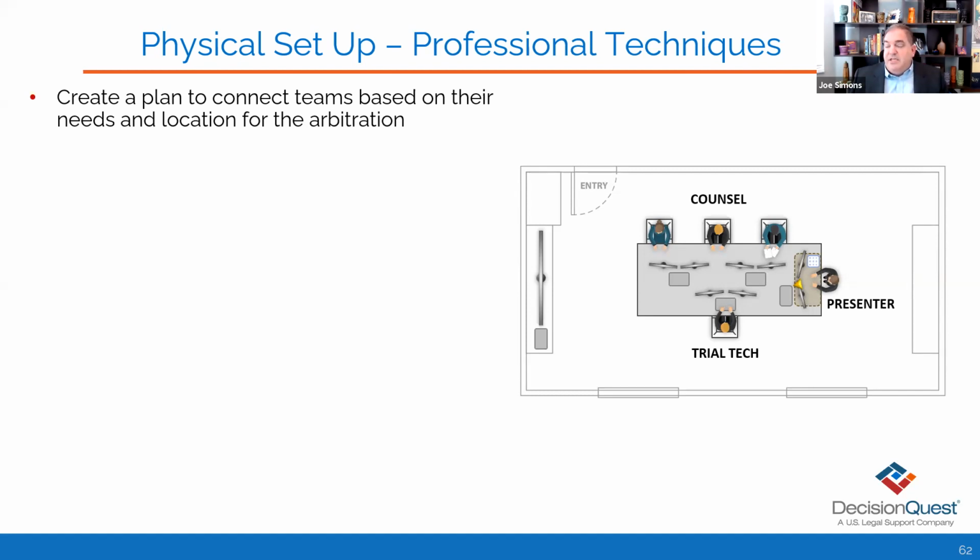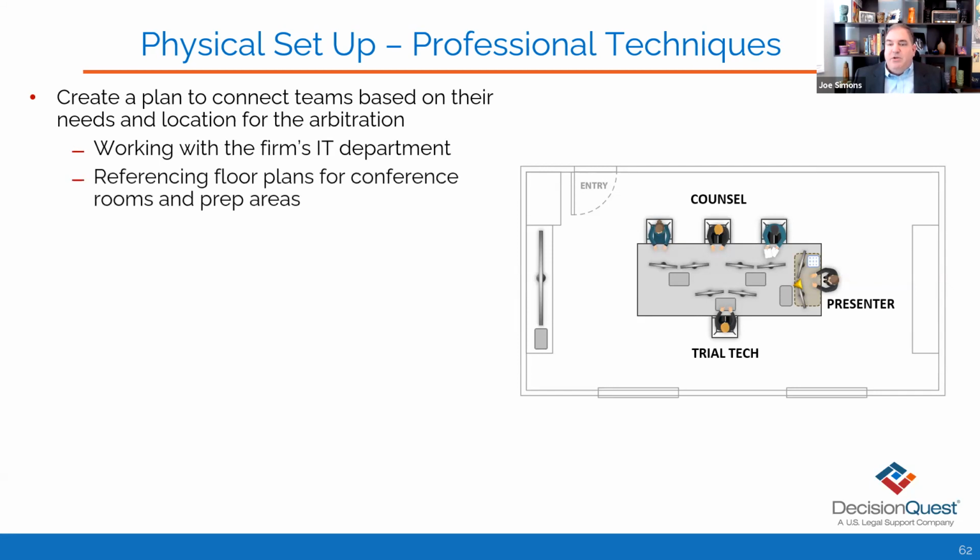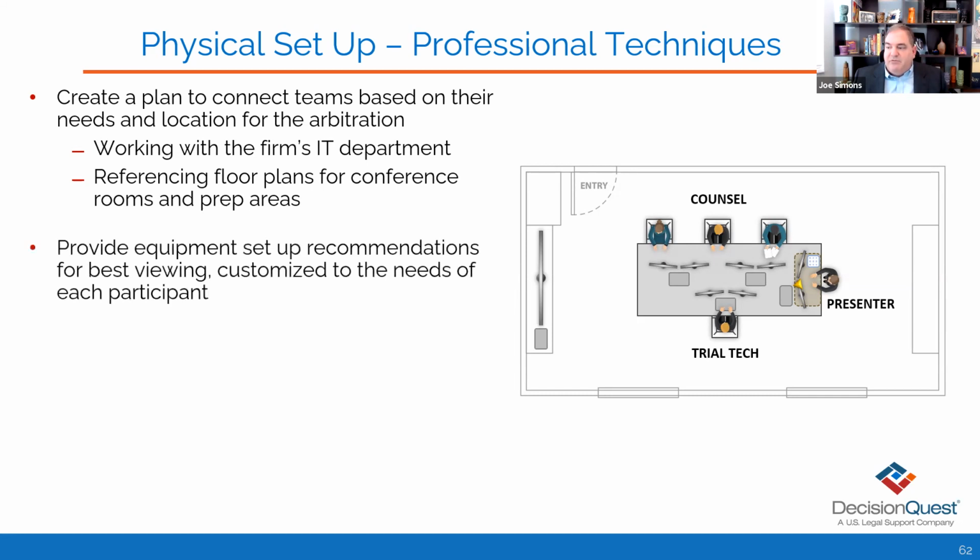So in order to do things like this, it's helpful to have a professional make a plan, to work with the firm's IT department to make sure you have a proper connection and the proper equipment. You can look at floor plans and make recommendations depending on the kind of rooms that you have. Provide equipment setup recommendations for the best viewing, and this can be customized to the different parties that are participating, whether it be attorneys, clients, additional attorneys, or witnesses.